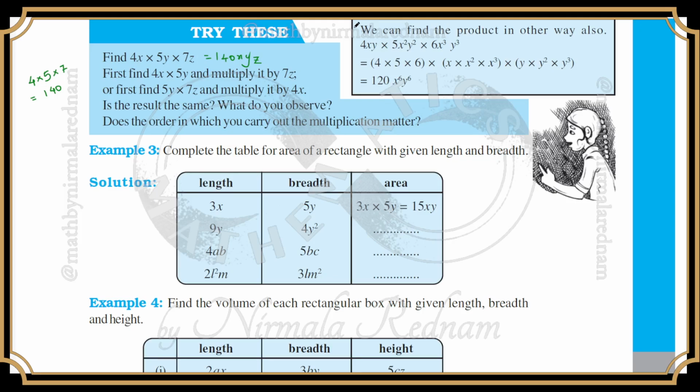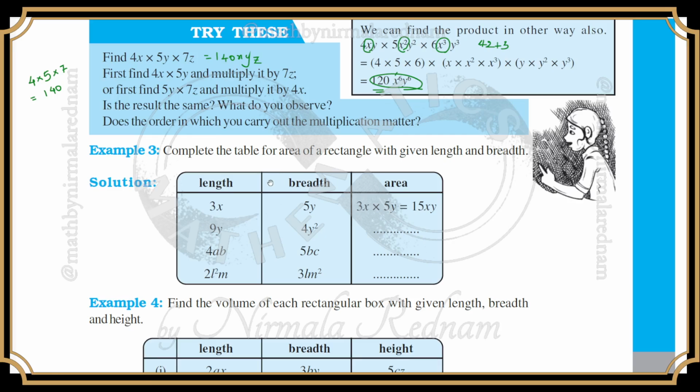Similarly, here if you look at this, you have 4 into 5 into 6, which is 120. And then you have the variables. Look at x. I have 1x here, 2x here, and 3x here. Total, I have 6x. So that is nothing but x power 6, because we are multiplying, right? When you're multiplying and the base is equal, the exponents get added. And then I have y into y square into y cube, 1, 2, 3. So 1 plus 2 plus 3 is 6, and I have y power 6, and this is my final answer.